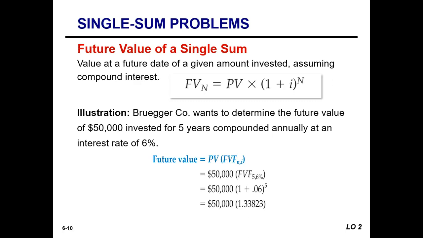And so we're going to get practice with it both ways together. We're going to get practice plugging the numbers in, and we're also going to get practice looking up this factor in the tables. So if we take that 50,000 for 5 years at 6% interest, then at the end of 5 years, when this investment matures, it will be worth $66,912. Okay.